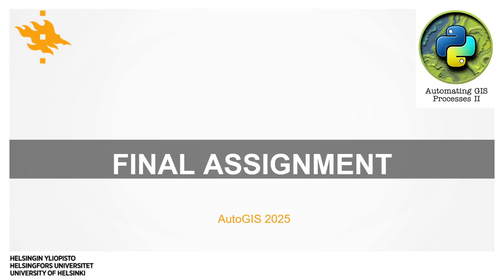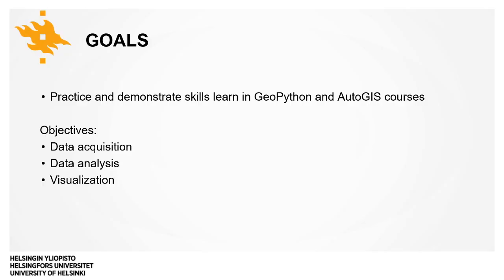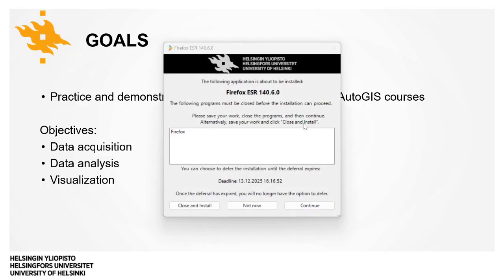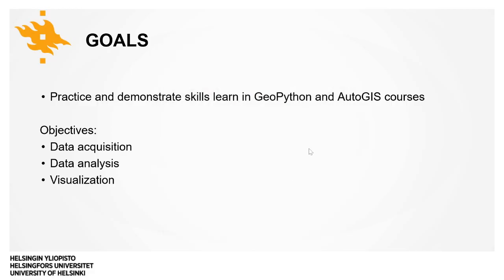So yeah, the goal of the final assignment is to practice and demonstrate the skills you have learned in the second part of the course. But of course, many of us started with the first part course. So by now you are more experienced with Python programming and doing data analysis in Python. So it's a good time to show off your skills.